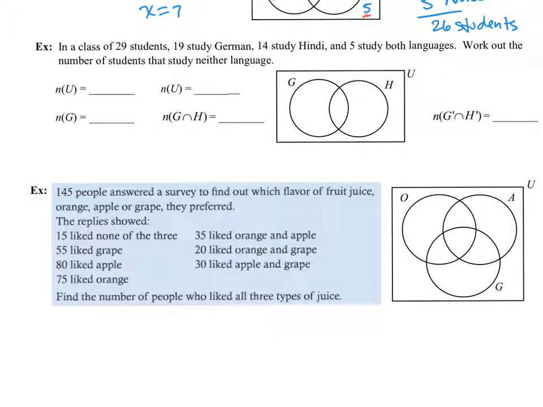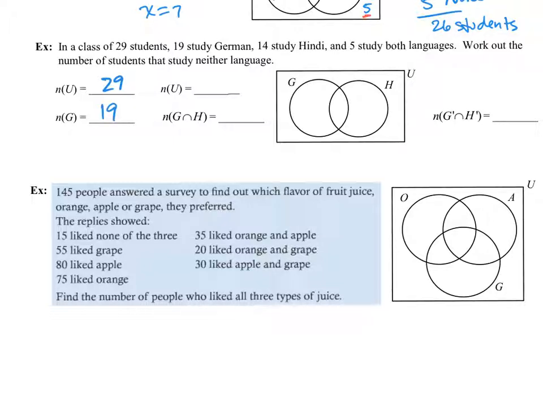First of all, the number of students in our universe, in our universal set, that would be the number of students in the class. There's 29 of those. So the number in the universal set is 29, okay? And then let's let G be the set of students who take German. The number of students that take German is 19.